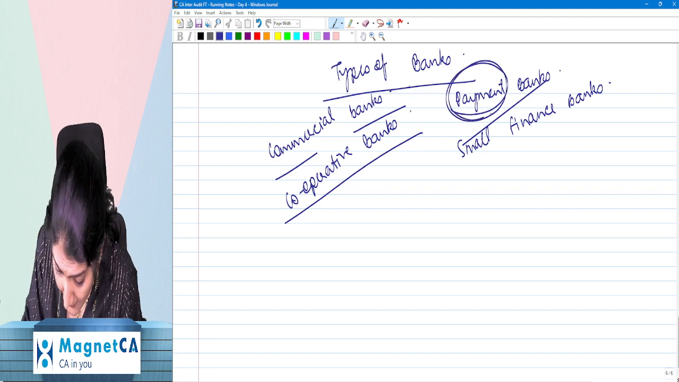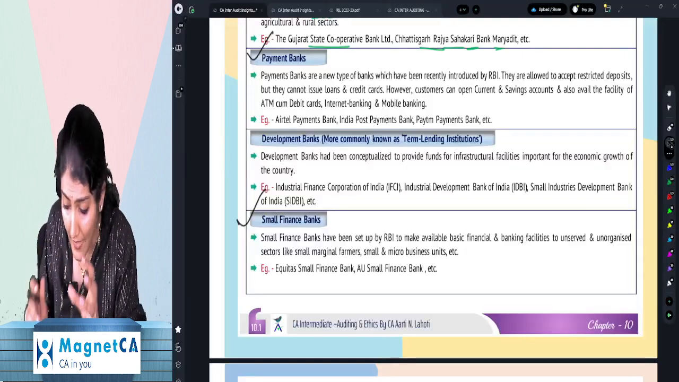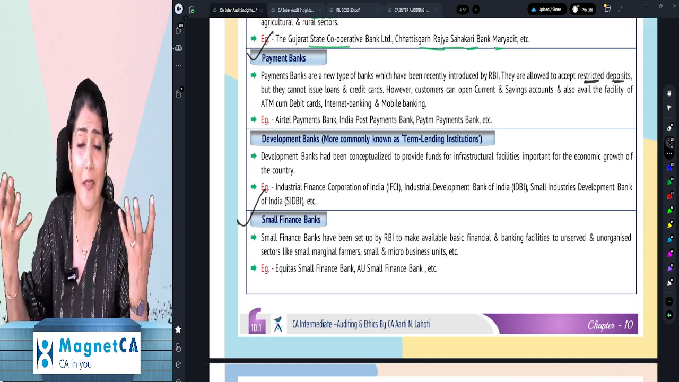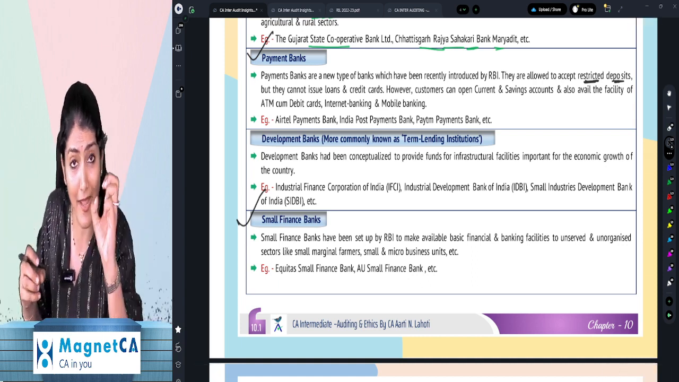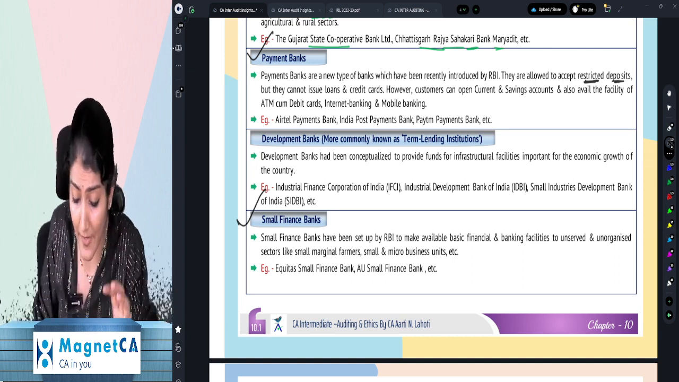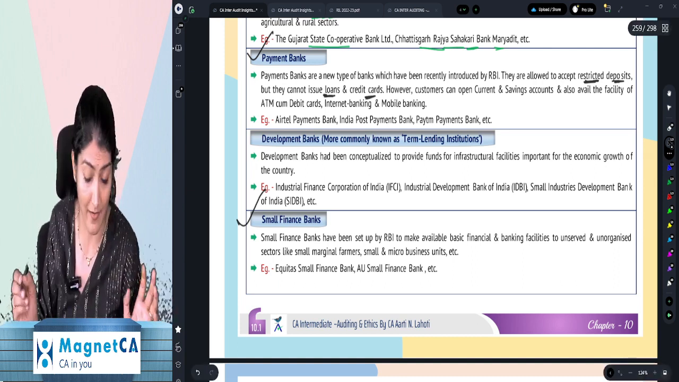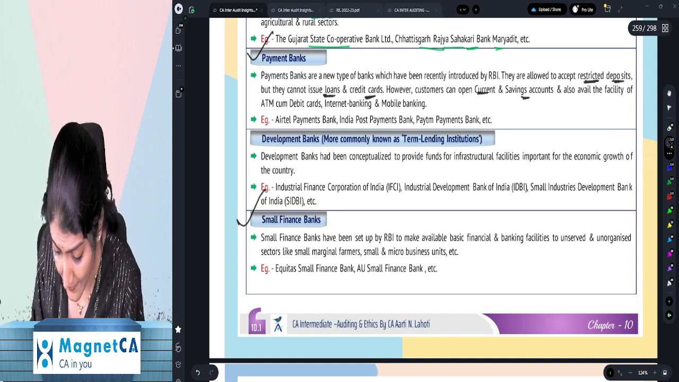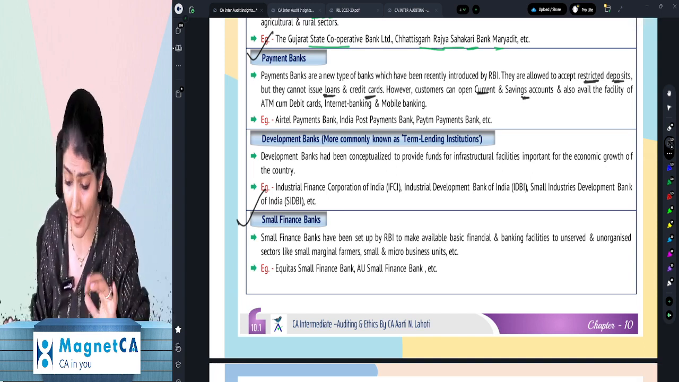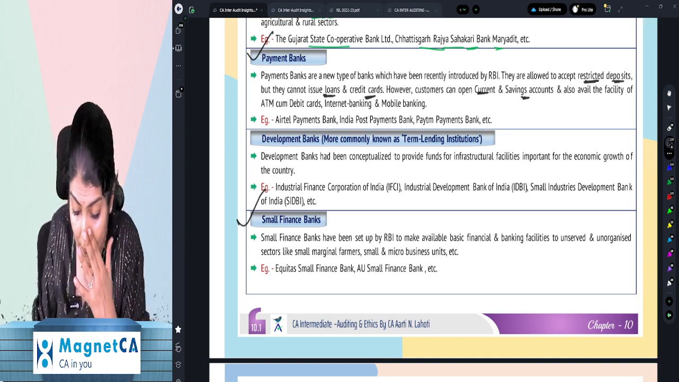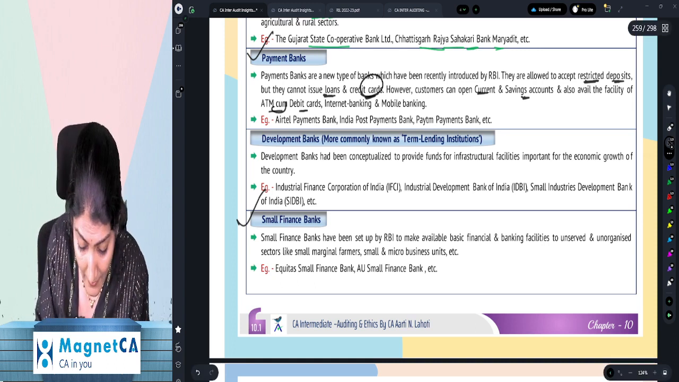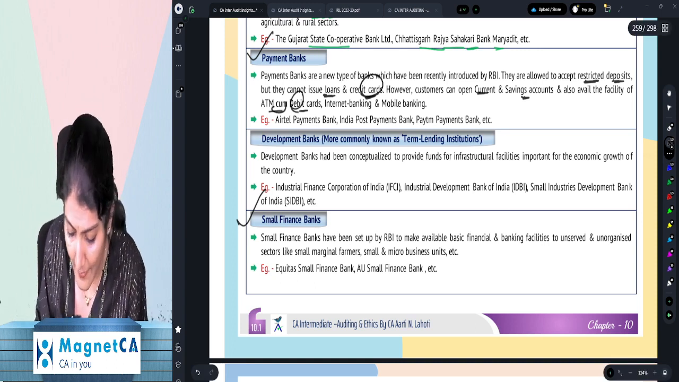So payment bank, obviously, what does it say? They are going to accept only restricted deposits. Commercial banks can normally accept any amount of deposits, but payment banks can accept only a restricted amount of deposits, and they cannot give loans and credit cards. Customers can open CASA, the current account and savings account, and also avail the facility of an ATM cum debit card. So no credit card, but debit card, yes. Internet banking and mobile banking.